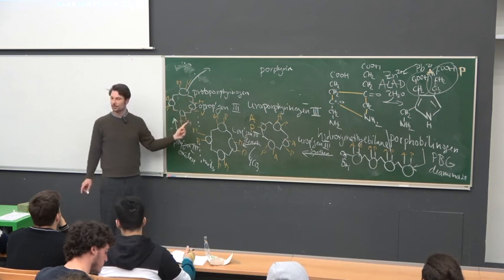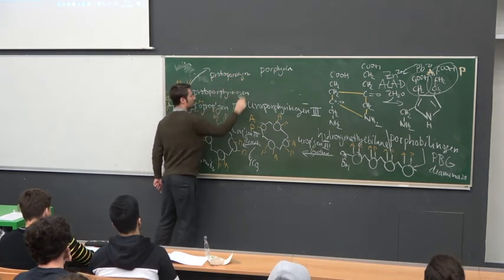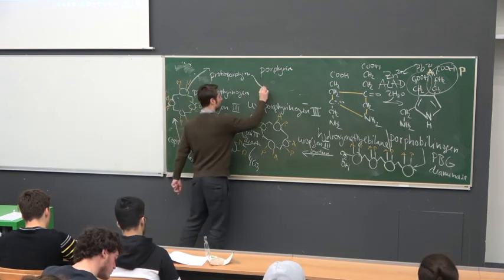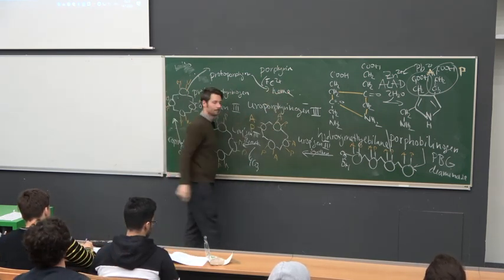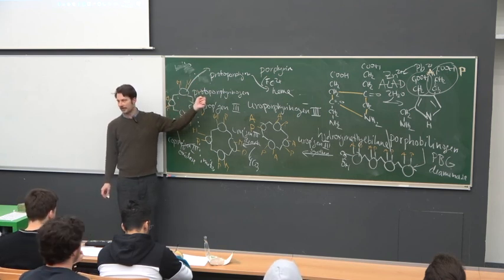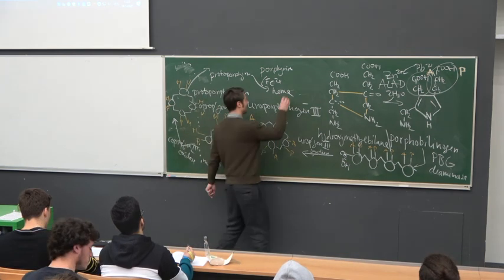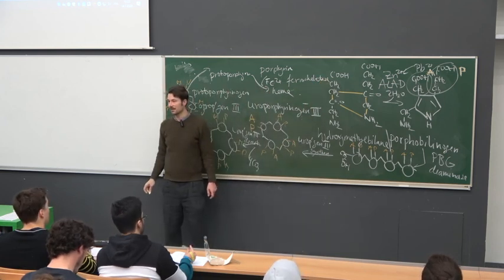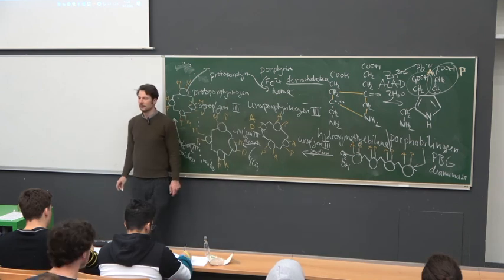Protoporphyrinogen, we add the double bonds, and we make protoporphyrin, which is already colored. That's the first colored normal porphyrin. And in the last step, we add iron and we make it into heme. This enzyme is called protoporphyrinogen oxidase because it oxidizes it. And the last one is called ferrochelatase. Sometimes you can also see it as heme synthase, but ferrochelatase is a more common name for it. And that's heme.